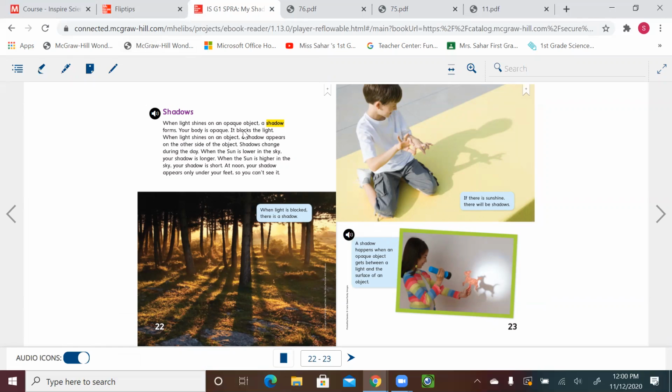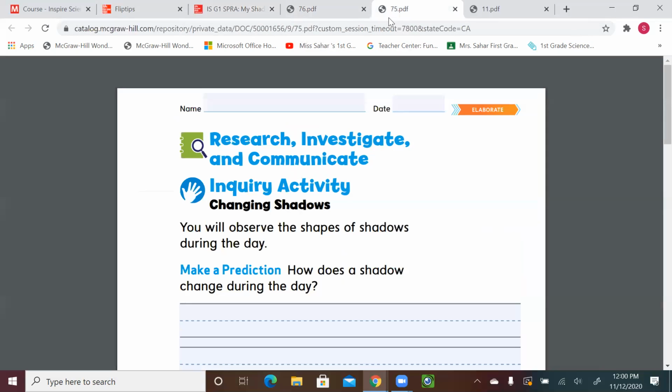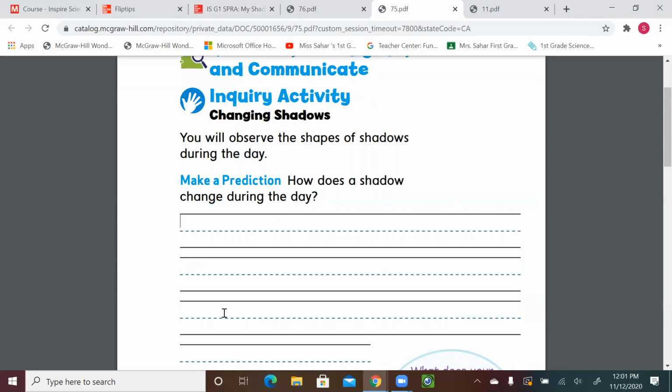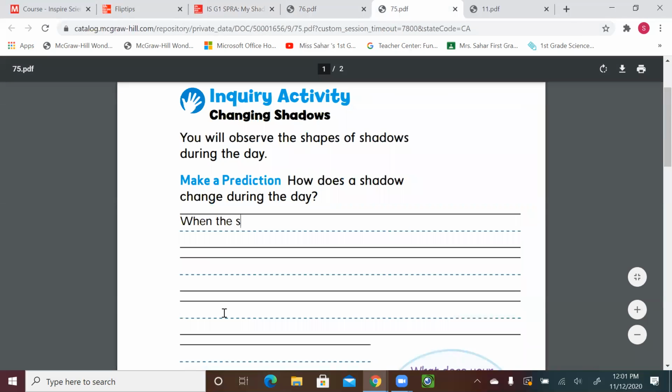Okay, so we will be taking part of this as part of our answer. When light shines on an object, a shadow appears on the other side of the object. Shadows change during the day. That we need to pay attention to. So what happens when the sun is lower in the sky? Your shadow is longer. All right? And when the sun is higher in the sky, your shadow is short. At noon, your shadow appears only under your feet. All right? So we're going to write here, when the sun.